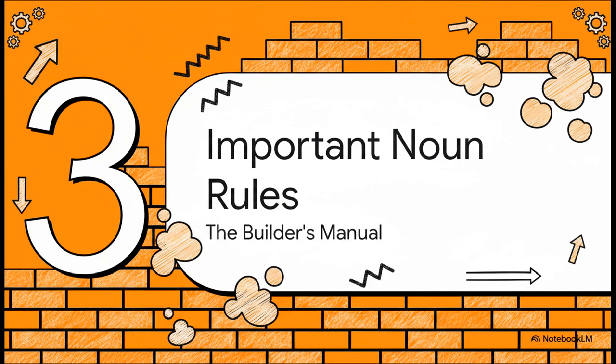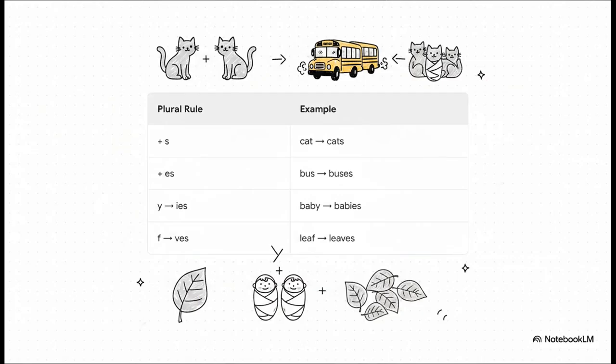Section 3. Important noun rules. The Builder's Manual. Think of these rules as the essential mortar holding our grammar building blocks together. Most of the time, you just add an S, like cat to cats. Easy enough. But if a word ends in ch, sh, s, or x, you've got to add es, so bus becomes buses.